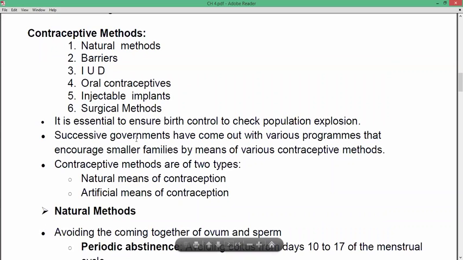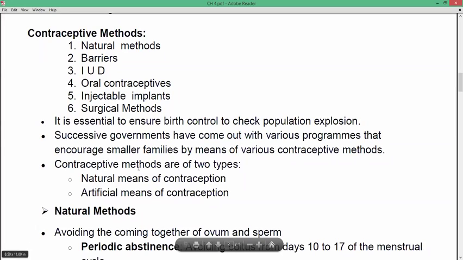Now successive governments have come out with various programs that encourage smaller families by means of various contraceptive methods. Now see, in the initial days, the scenario was that in each family, more than 5 children were observed. But nowadays, the successive governments have come out with several programs in which they are encouraging smaller families, right? And due to the encouragement by the government, other people are also becoming aware about forming smaller families rather than larger ones.